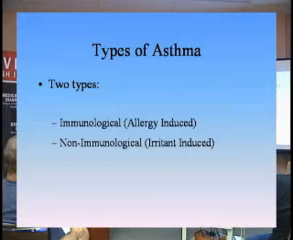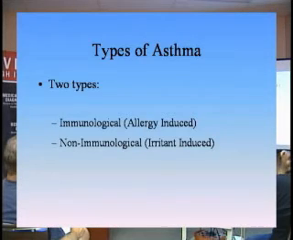So there are two types of asthma. The first type is immunological, and it's allergy-induced. And that's a more common type. A lot of people don't really know that asthma is actually an allergy-induced disease. So most people don't get asthma right away, they get asthma after a while of being exposed. And I'll explain a little bit more about that later.